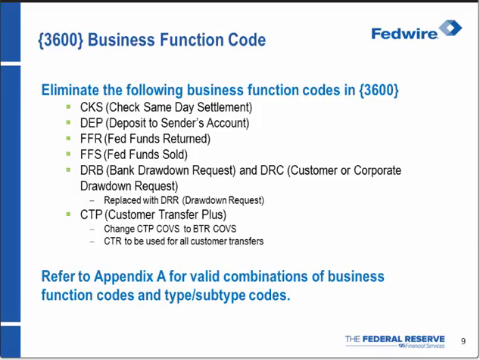We are also eliminating business function code CTP, as this will no longer be needed. Instead, for cover payments, participants will use a BTR with a COVS code in the local instrument code element. And for all other customer transfer messages, the CTR business function code should be used. We have included a nice chart that provides valid combinations of business function codes and type and subtype codes in Appendix A at the back of the stack.